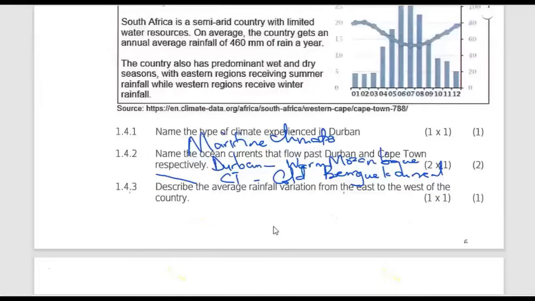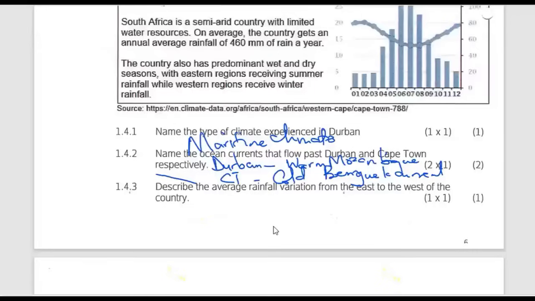It is the cold current along the Cape Town area, and it is the warm current on the side of the Indian Ocean. So it's clearly indicated there as suggested by the response that we have given there. Right, we move on to the next question.